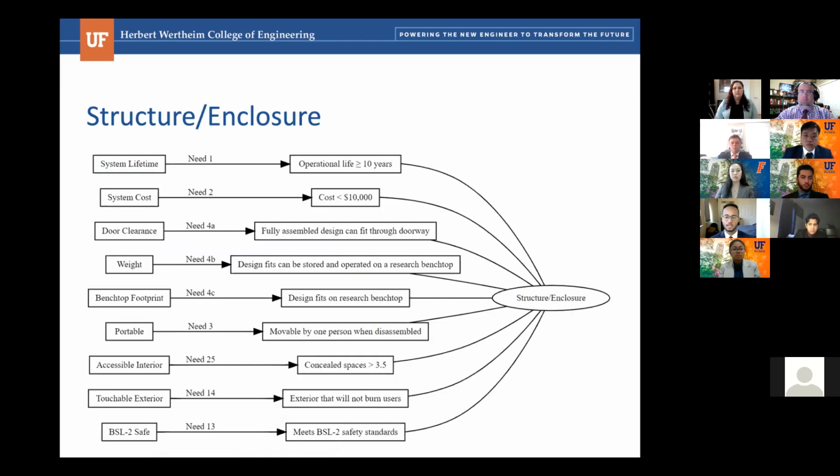And now we'll move on to the next subsystem regarding structure and enclosure. All right, so the main customer needs that drove our structure and enclosure design was that the exterior was touchable, so that when the user touches the enclosure, they don't get burned by perhaps hot temperature, and also that the weight was able to fit on top of a research benchtop. Next slide, please.